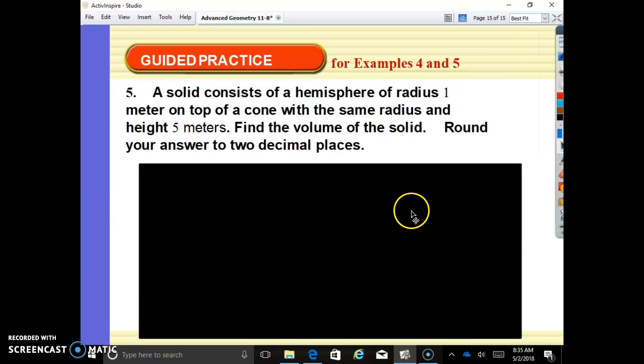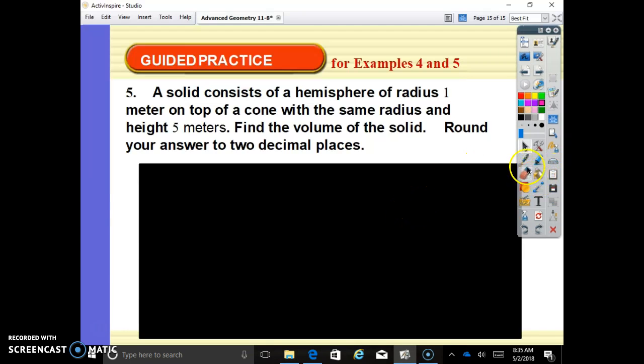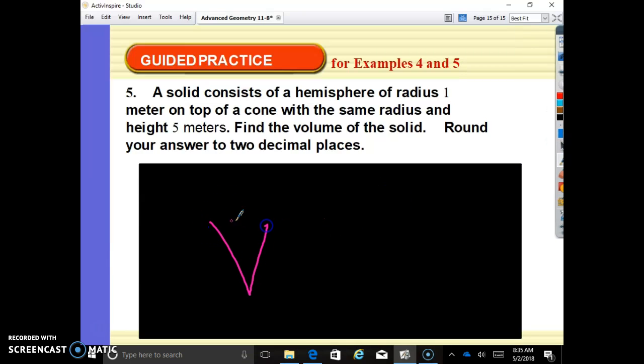A solid consists of a hemisphere of radius 1 meter on top of a cone. Okay, so we have a cone with a hemisphere on top of it. So basically it's ice cream. All right, so it says that it has the same radius and it has a height of 5.